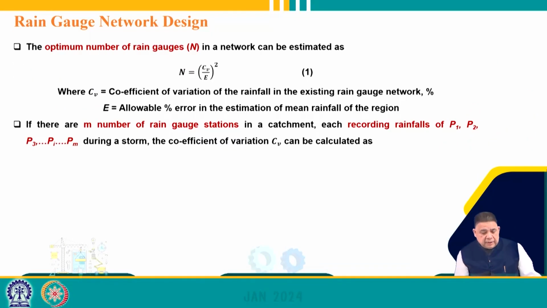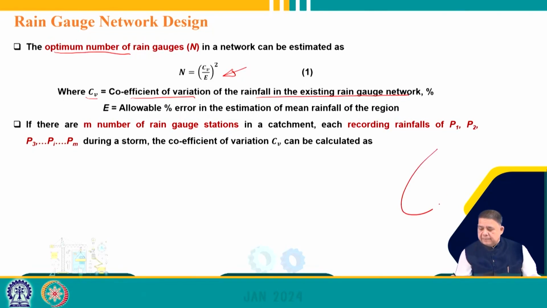Now, in rain gauge network design, we already saw that we need to find out the optimum number of rain gauges that should be installed in a catchment, and that can be estimated by this simple relationship: n equals CV by E square, where CV is the coefficient of variation of rainfall in the existing rain gauge network.